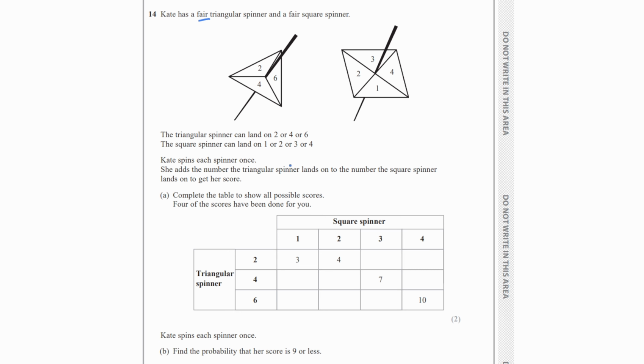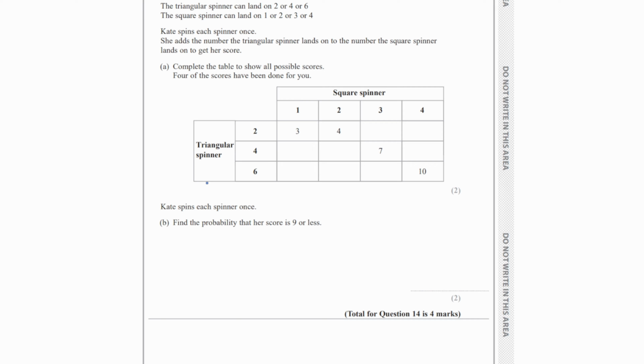Kit spins each spinner once. She adds the number the triangular spinner lands on to the number the square spinner lands on to get her score. Complete the table to show all the possible scores, where some of the scores have been done for you. So you just want to be adding the scores together. So this box here corresponds to this column where we'd be getting a 3 on the square spinner and we'd have got a 2 on the triangular spinner. So just add 3 and 2 together to give you 5.